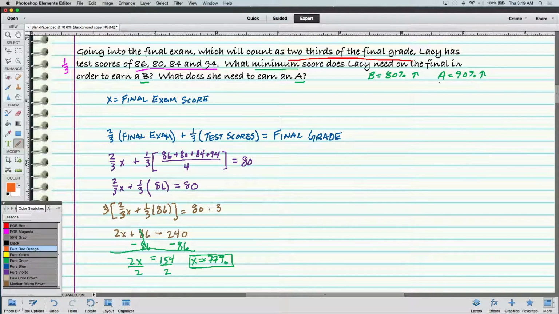Second equation, we want to get an A. And again, we're going to use the same exact equation that we had here, except instead of having an 80, we're just going to replace that with a 90. So 2/3 x plus 1/3 times 86 equals 90. Doing the same exact thing that we did before, multiplying by the least common multiple. Multiply the whole equation or both sides.